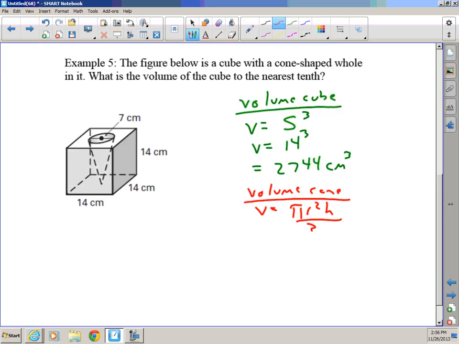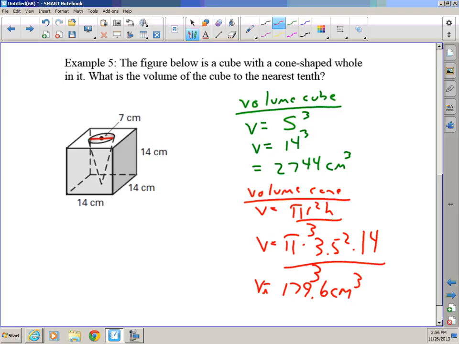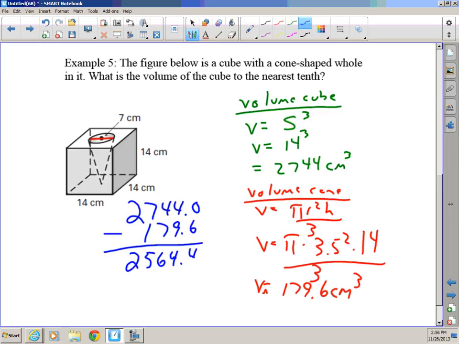Then I want to go for the cone. There's my formula. I fill in R. Well, it's half of the 7. H is the 14. It's the height of my cone, divided by 3. And so the volume of the cone is 179.6. Now, since the cone part is hollowed out, it's going to reduce the overall volume of my figure. So that's why I have to subtract to come up with my final answer.